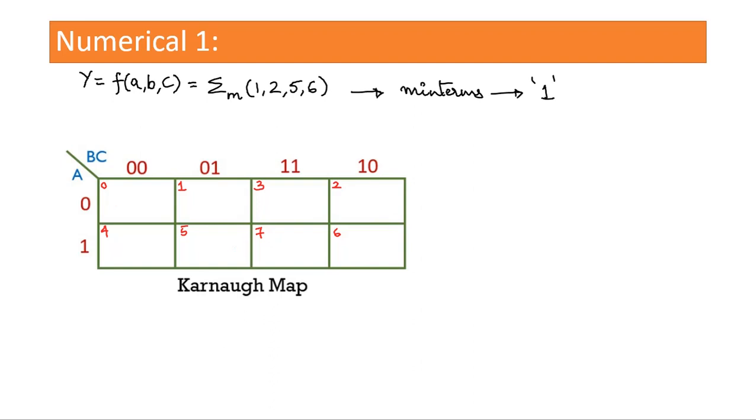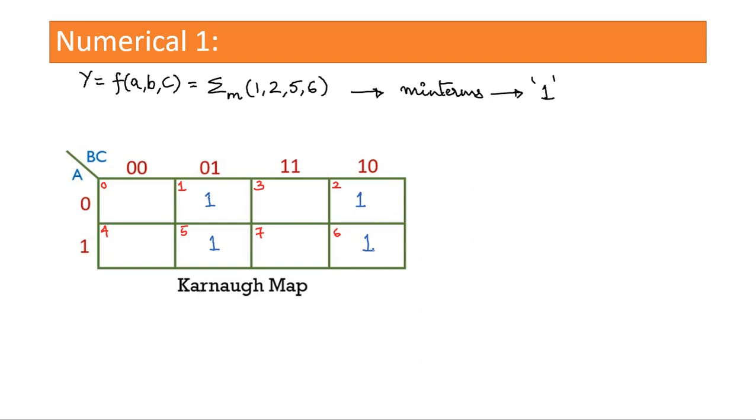Now let me map the min terms. For mapping of the min terms, it says 1, 2, 5 and 6. So I will place a logic 1 at 1, 2, 5 and 6.